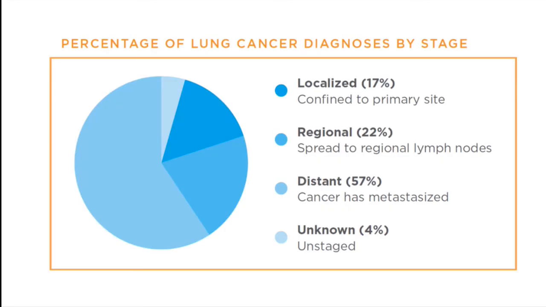As you can see here, localized cancer is only found about 17% of the time, or so. Only a minority of cases where lung cancer is caught when it's still confined to where it originated, right? More than 50% of the time when lung cancer is diagnosed, it has already spread to other places. So it's already advanced. And that's why screening is particularly important.